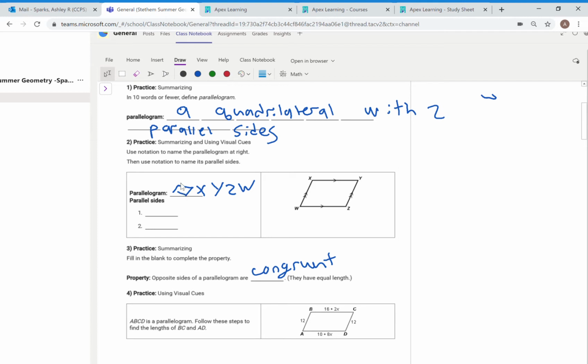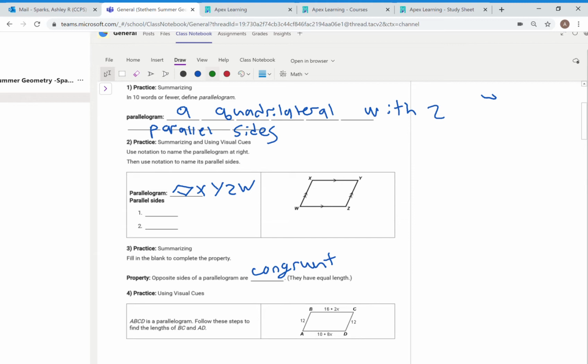When you write parallelogram, sometimes you'll see a little parallelogram in front because math people just like to draw things instead of actually saying their names. And you can start with whatever side. So I started with X and then just go around in a circle. So I did X, Y, Z. You could start at W, Z, Y, X, just as long as you're consistent.